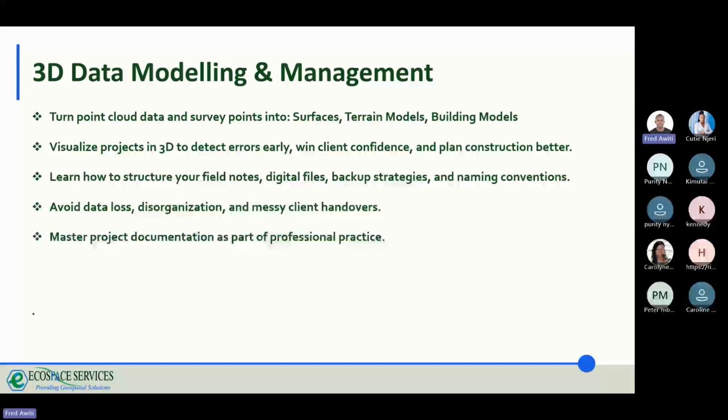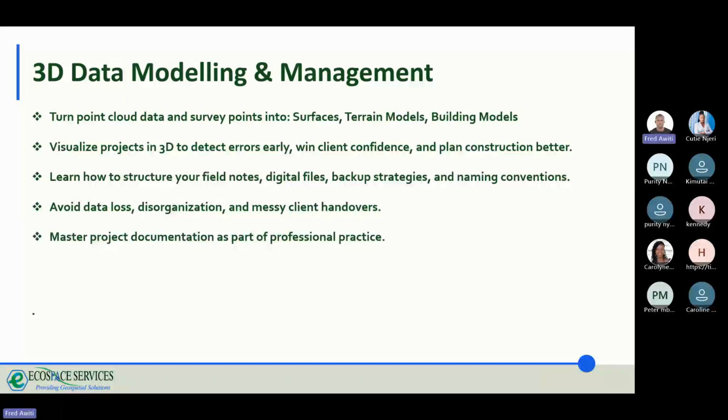So how do you turn your point clouds? Of course, we are going to discuss how point clouds can be created from satellite images, where we have something called stereo-type images. So how do you turn your point cloud data and survey points into surfaces, terrain models, building models, and visualize the projects in 3D? As I said, when I'm doing sectional property, I have a 3D scanner. Within 10 minutes, I'm done doing a scan of even a 3-floor building.